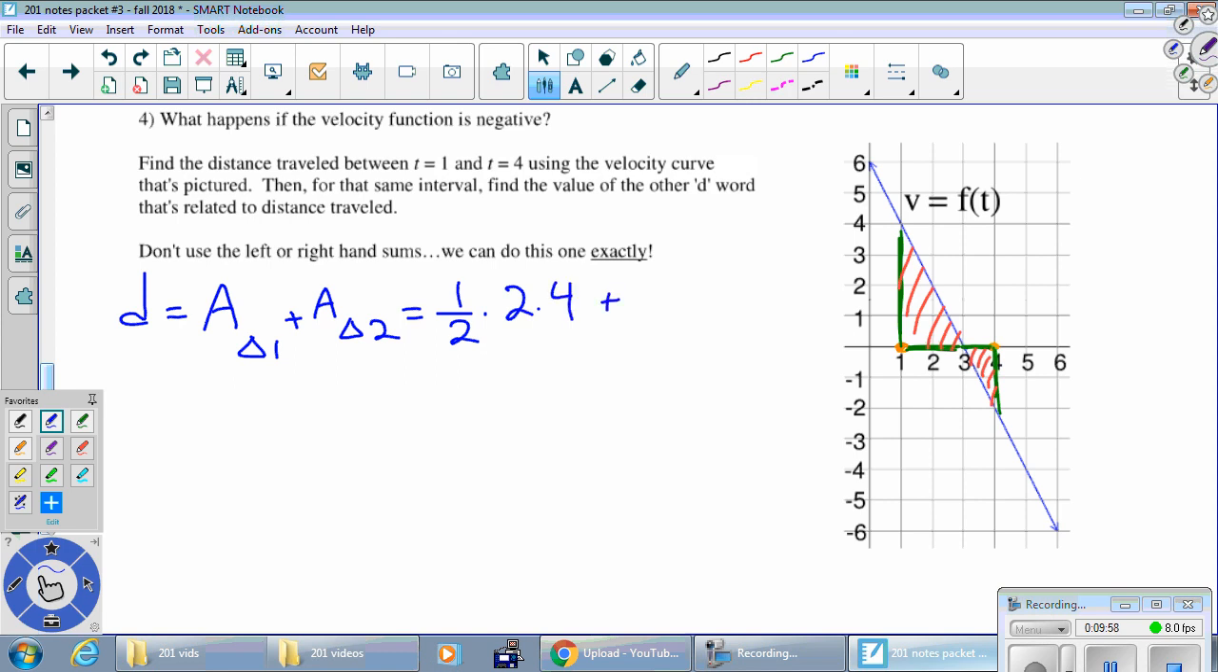Great, plus. And now for the lower triangle, half base times height. Base in this case goes from 3 to 4, that's just a 1. And the height in this case goes down to -2, so that height is 2. And so we just crunch the numbers together. Let's actually do them separately first. So the first one is a 4, and the second one is a 1. So altogether, the total distance traveled here is 5.